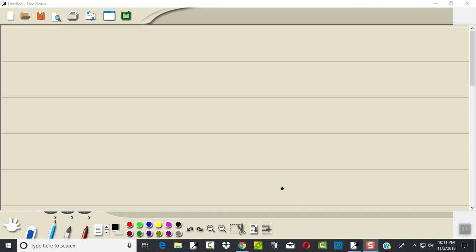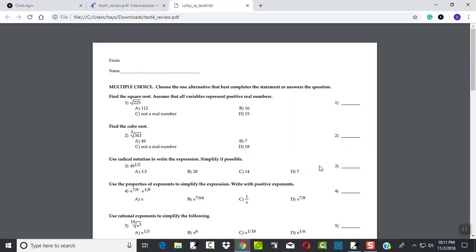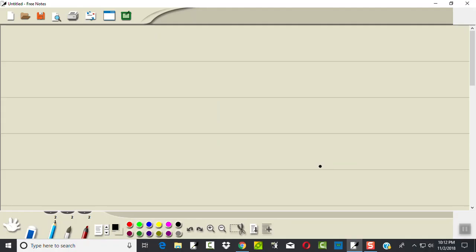Okay, let's take a look at these problems. Our first one is the square root of 225. Now we can do our tree breakdown. And our primes are 2, 3, 5, 7, 11, sometimes 13. Probably 95% of our problems revolve around these right here.